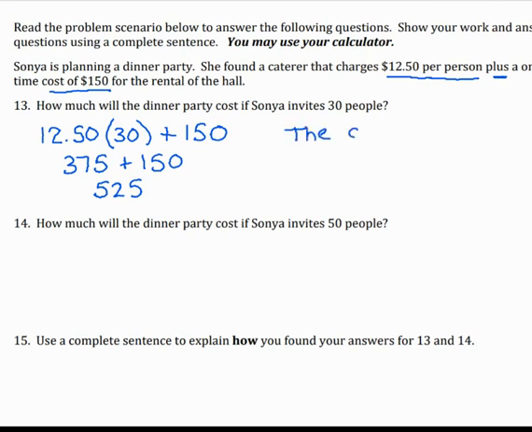So the cost for 30 people is $525. Make sure we are writing in complete sentences, folks, so we understand what this problem means, right? When you just say 525, what does that mean? 525 apples? 525 people? No, it's saying the cost is $525. Okay? All right, you guys try 14 now that we did 13 together.